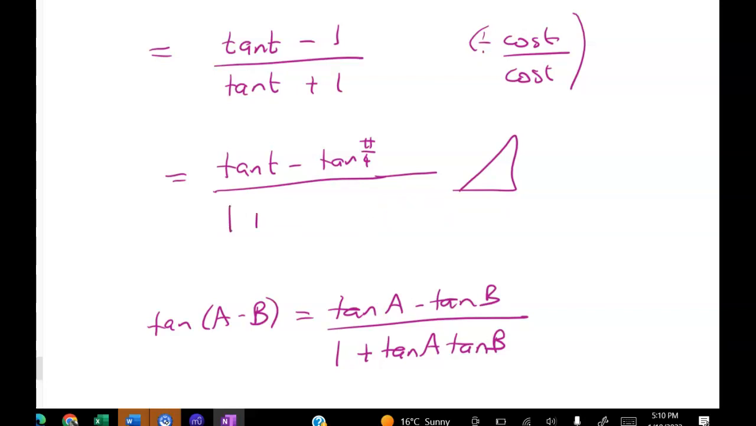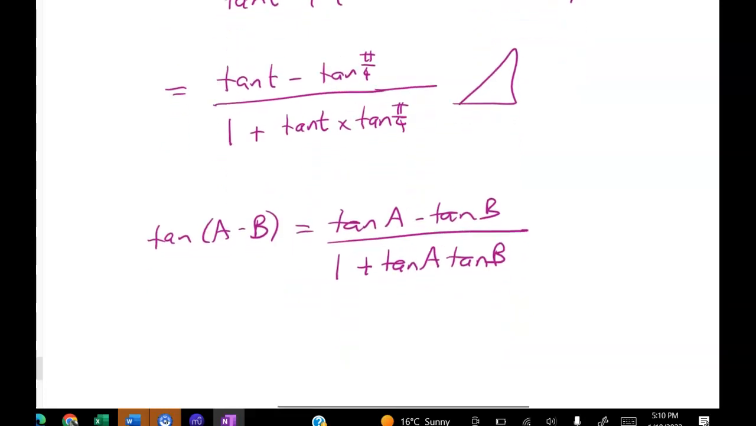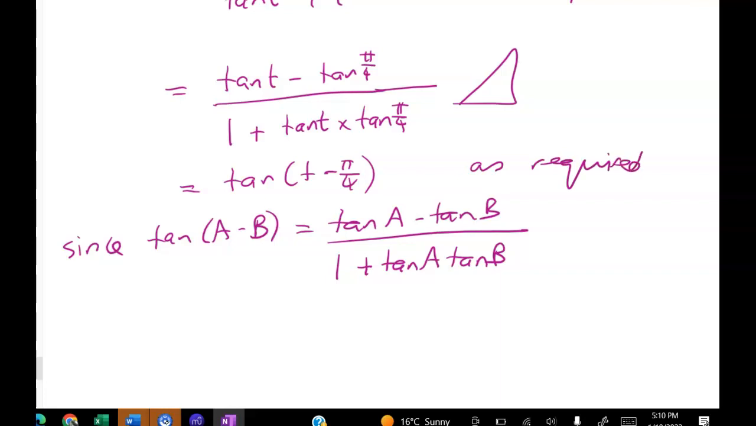Right, we've got 1 plus tan of t times tan of pi on 4. So that equals tan of t minus pi on 4, because this identity is true. So there you go. So that's those two questions done.